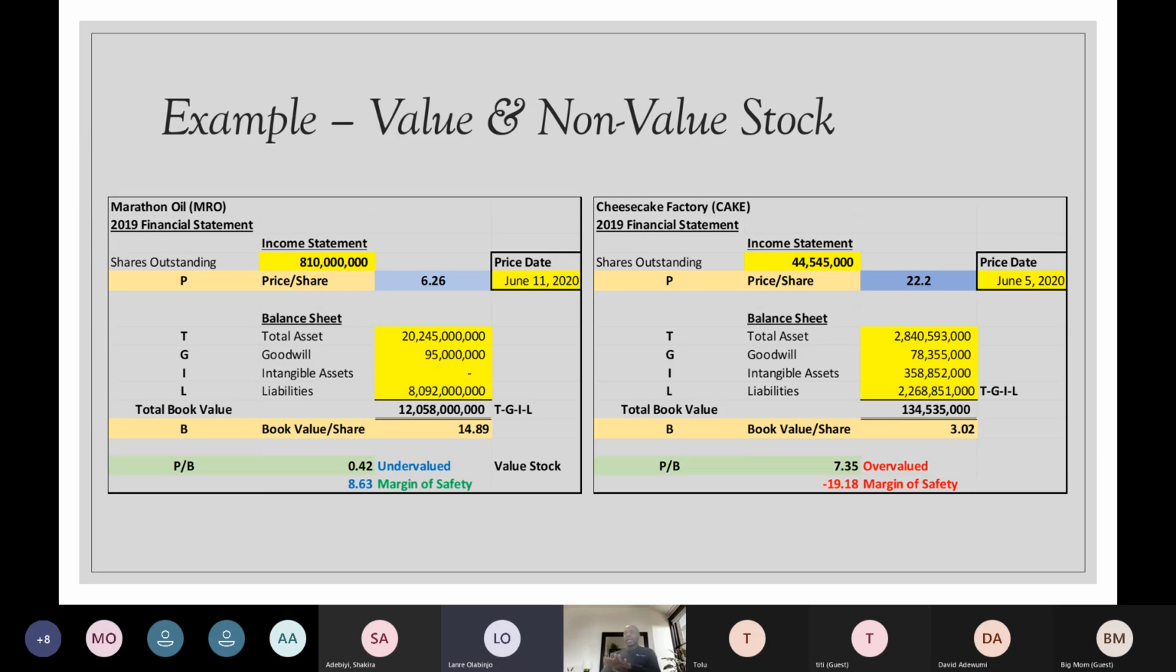So again, that is trying to compare apples to apples. But when you're looking for an investment opportunity from a value stock point of view, you don't need to do that. In fact, you don't need that. You just want to identify your margin of safety. Is there a margin of safety in the first place? And what is it?